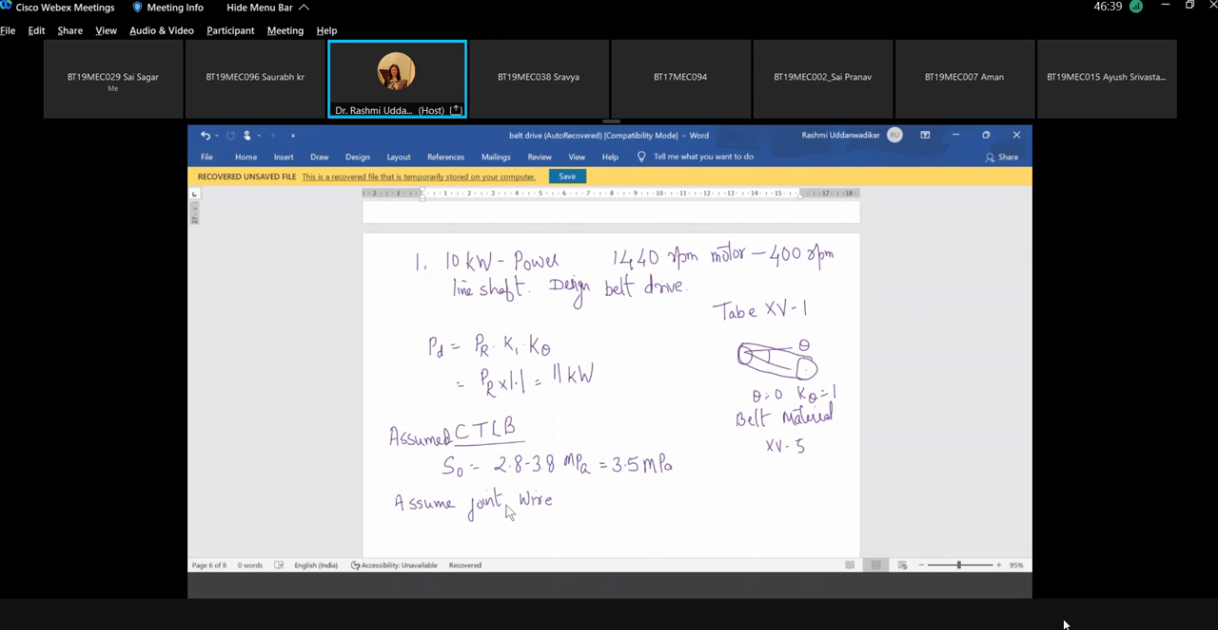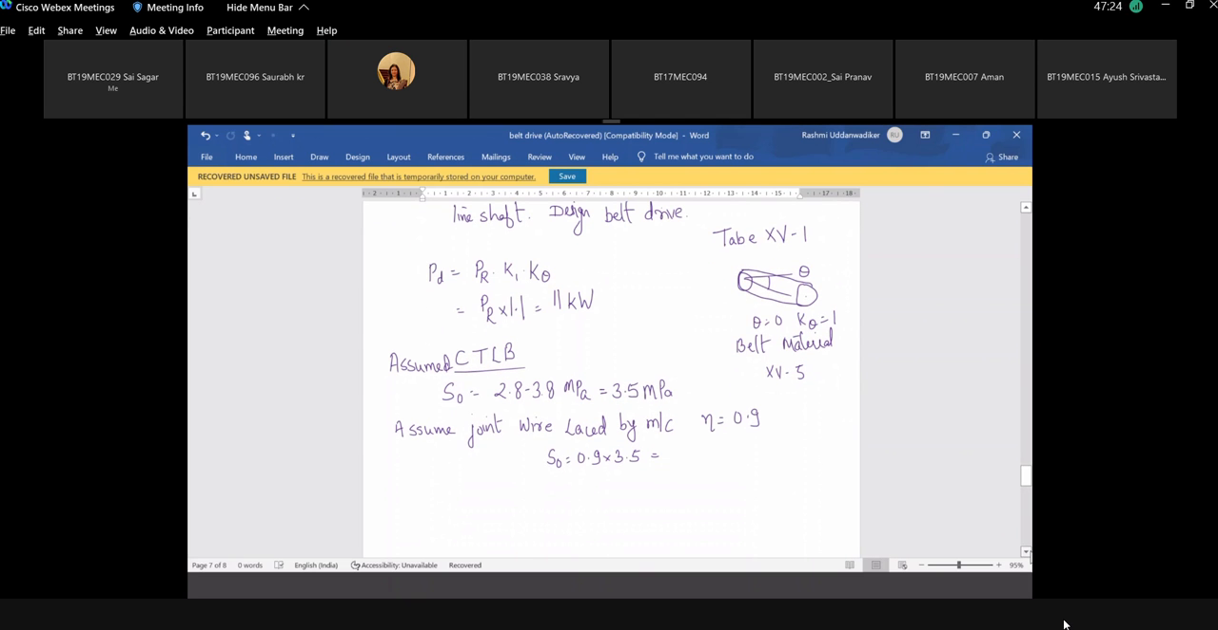Wire laced is a kind of stapling, like you are stapling two ends of paper or a cloth. Likewise, this is connected with the help of a thin wire lacing by machine. So what is the efficiency? Wire laced by machine. This is the efficiency of the joint, 90%. And so the strength becomes 0.9 times 3.5. What is this? How much? Value of S naught? 3.15. Correct.